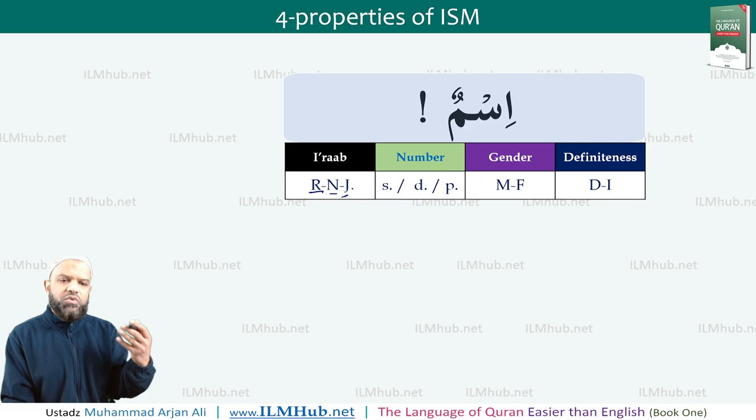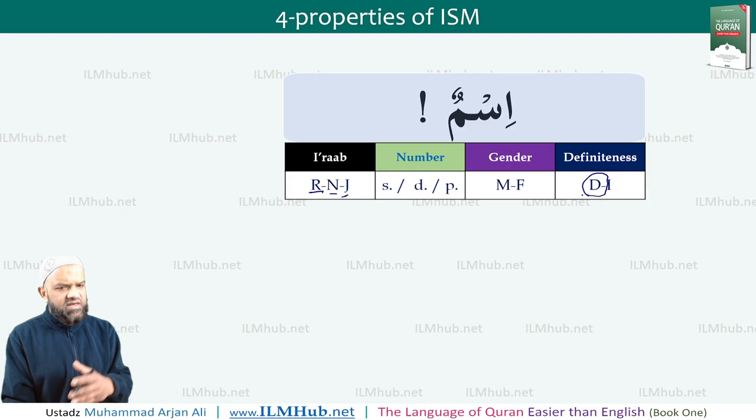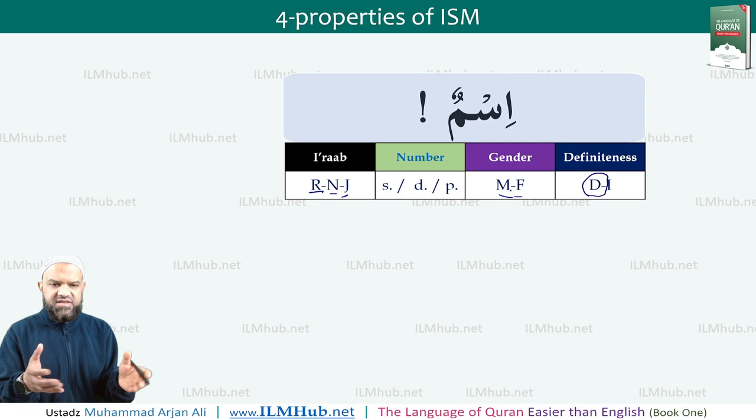In lesson number 2, we looked at the 7 categories of definite. So we know that every ism should be either definite or indefinite. Now, inshallah, you should be able to recognize any ism from its meaning, as well as, of course, whether it is definite or indefinite. In lesson number 3, we took an overview of the subject of gender. And now you should be able to tell me whether an ism should be treated as grammatically masculine or grammatically feminine. This should be familiar to you, inshallah.